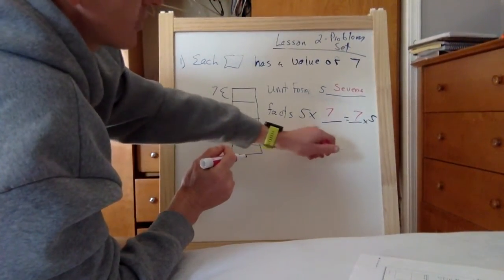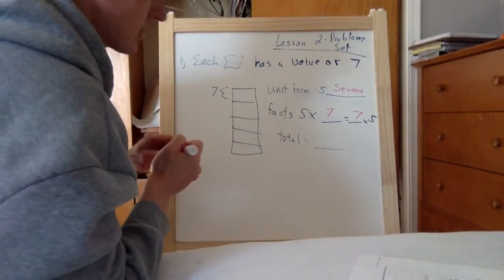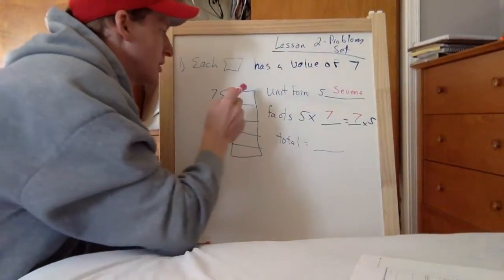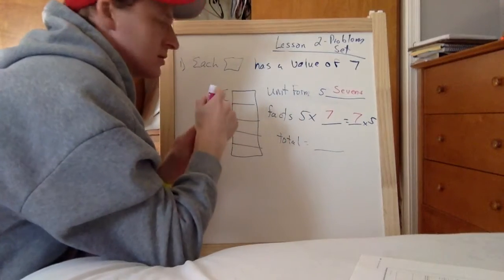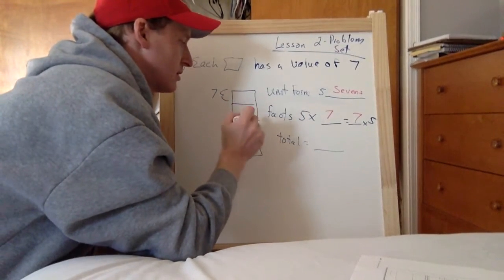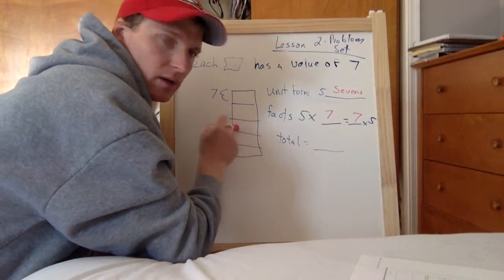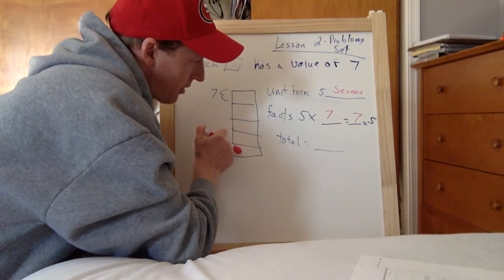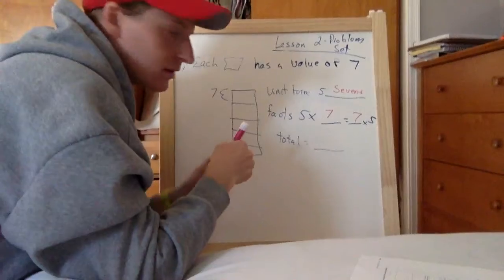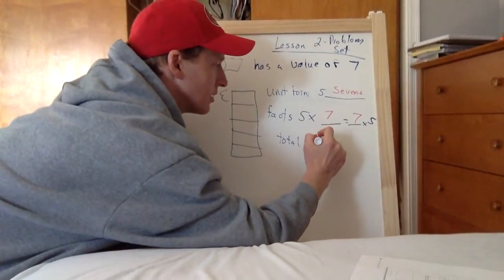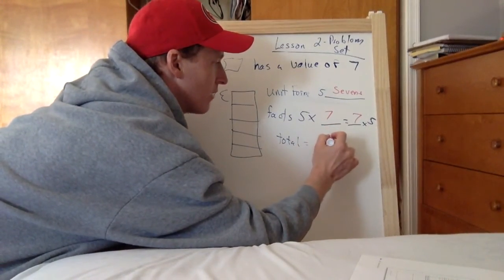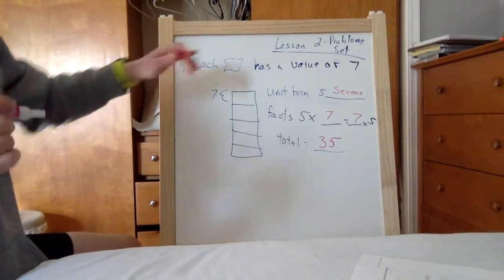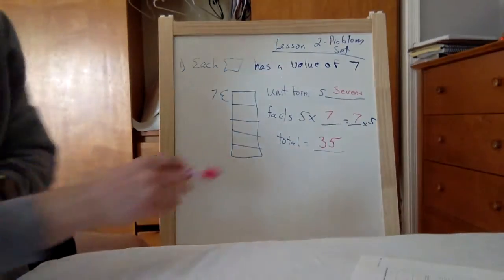Okay. And then they want to know the total. What is 5 times 7? Count by our 7s 5 times. 7, 14, 21, 28, 35. And this one says 35. Okay, that's for number 1 on the first problem set.